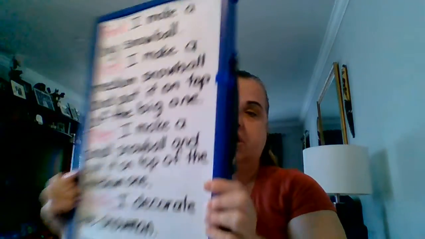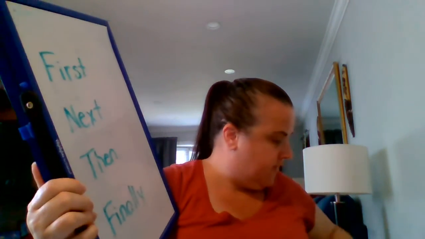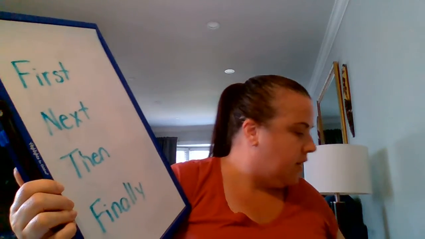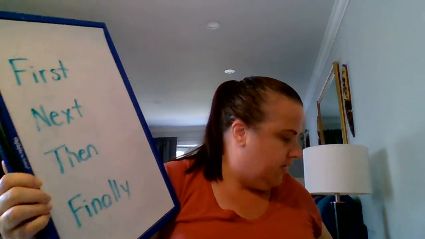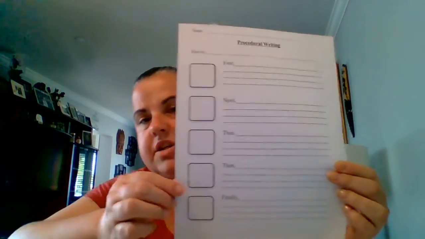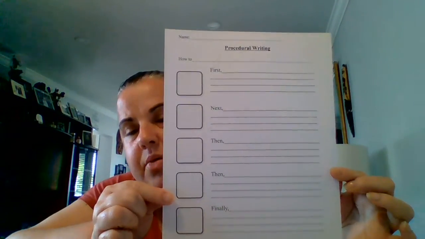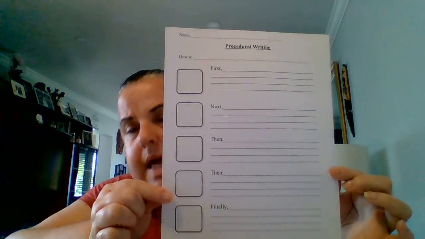Now, the other thing I want to point out to you, the sheet. I'm not sure if I have the sheet here with me, but I will give it a quick look. Yes, I do. So the sheet that I've given you looks like this, okay? This is the sheet that's attached to this post. You'll notice that the word "then" is there twice. Sometimes you can't put procedures into 4 sections, and that's okay. So I put an extra "then" in there in case you need it.